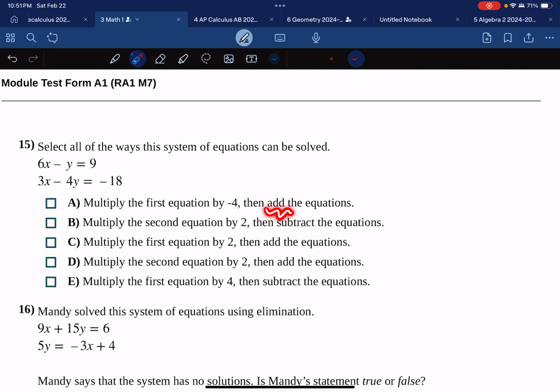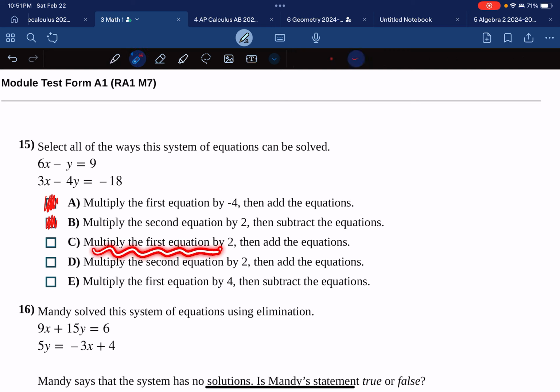And then adding the equations. Okay, just making sure I'm reading correctly. A is definitely an answer. What about B? Multiply the second equation by 2. If the second equation is multiplied by 2, this is going to turn into a 6x. And check it out, they both match. Then it should say subtract. Then subtract. Good. Okay, so that one works.